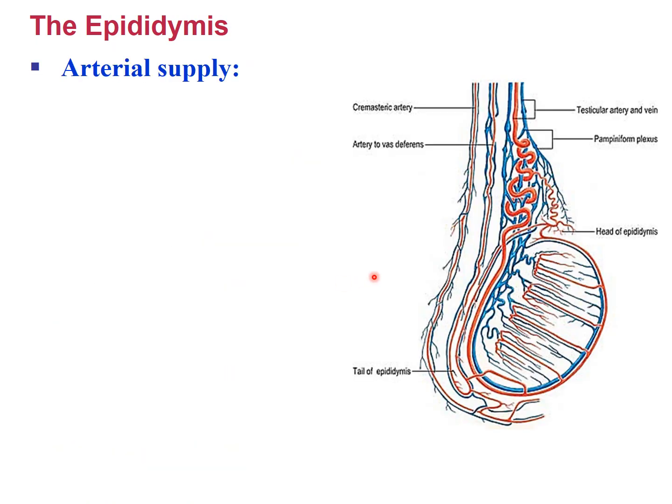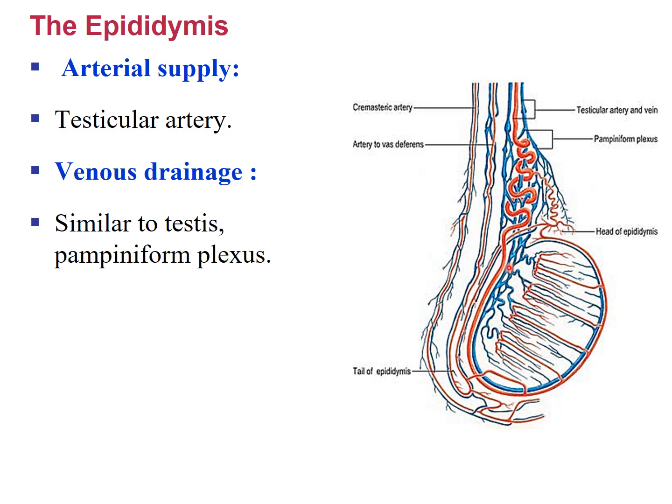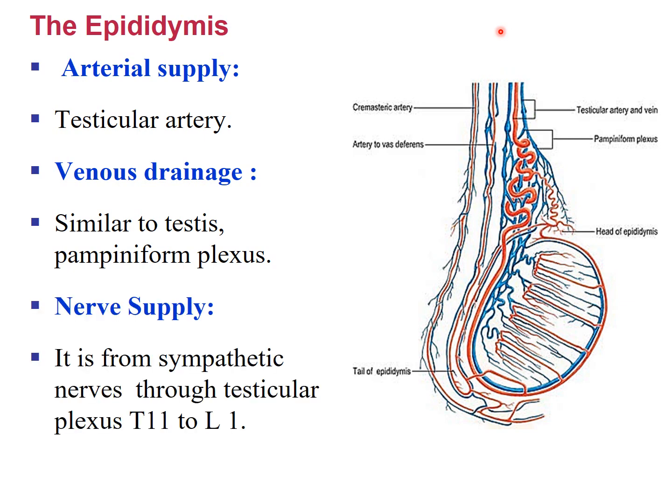Coming to the arterial supply of the epididymis, it is by the testicular artery. This artery supplies the testis also. Venous drainage is similar to the testis. It forms the pampiniform plexus, then forms the testicular vein. They finally drain into the inferior vena cava on the right side and the left renal vein on the left side. Nerve supply is from the sympathetic nerves through the testicular plexus. The root value or the preganglionic fibers arise from T11 to L1.